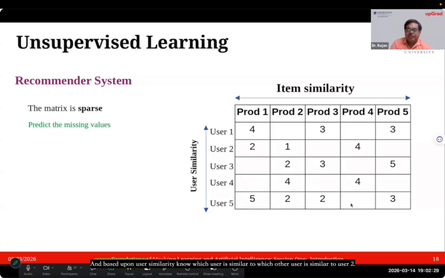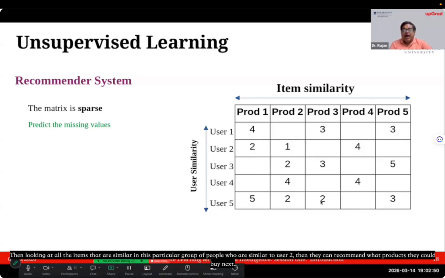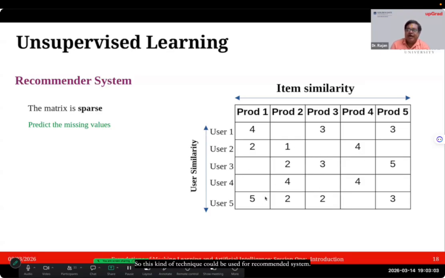And based upon user similarity, which user is similar to which other user, we can look at that. Then maybe look at all other users who are similar to user 2, because user 2 is now online trying to shop. Then looking at all the items in this particular group of people who are similar to user 2, we can recommend what products they could buy next. So this kind of technique could be used for a recommender system.